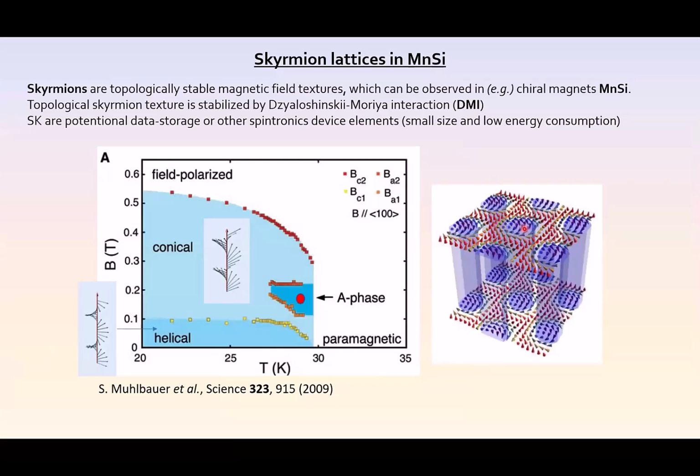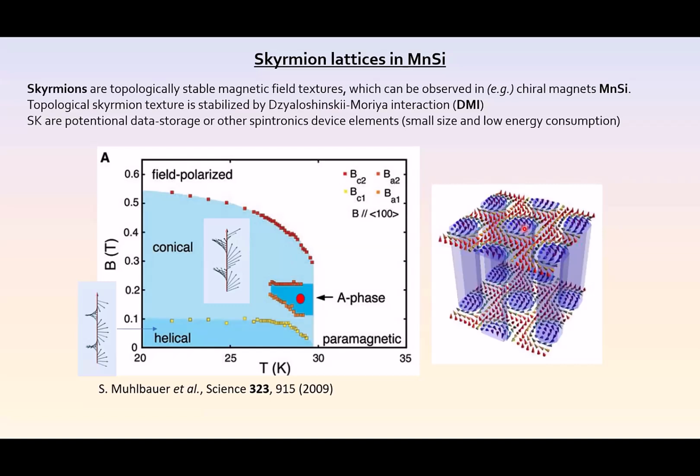So now I come to the second part of my talk. It's the dynamics of skyrmion lattices in manganese silicon. Skyrmion lattices are something different than flux line lattices in superconductors. They appear, for example, in a chiral magnet, and they are topologically stable.